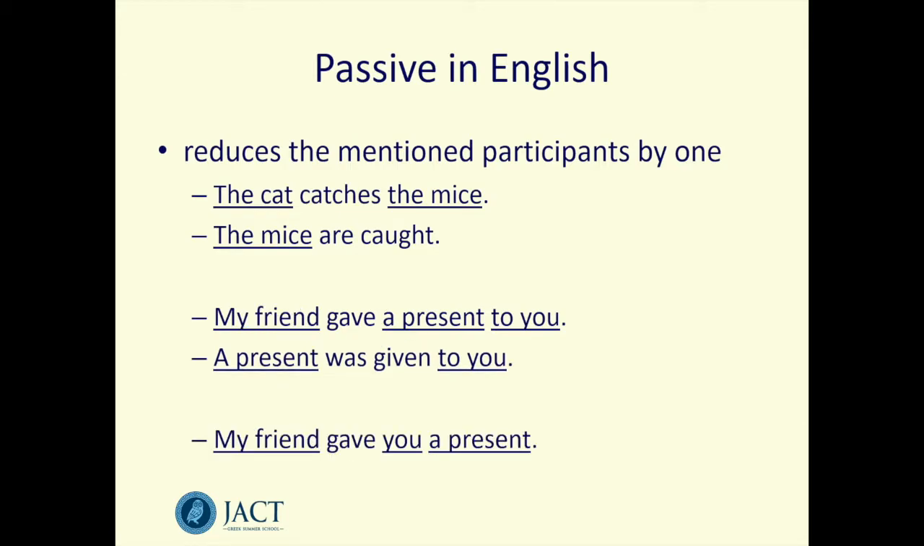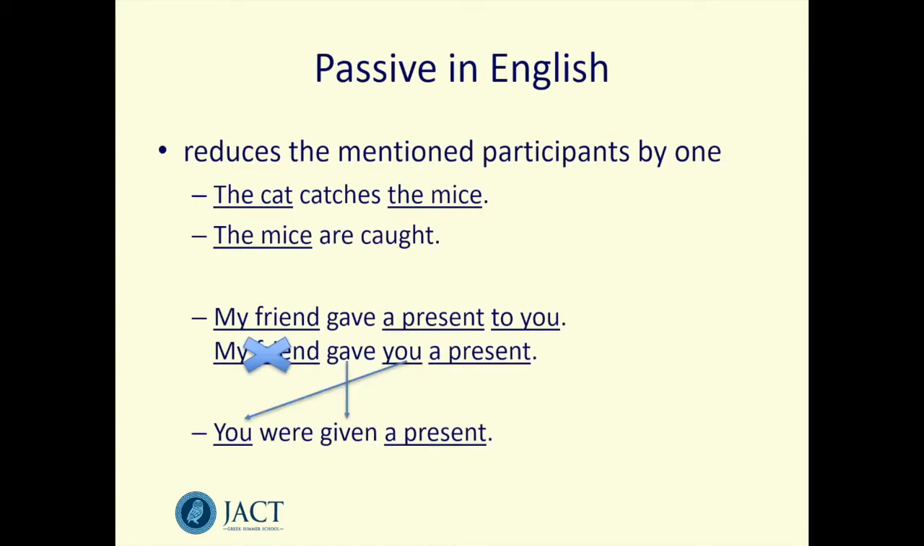We saw a moment ago that verbs in English can have different arrangements of participants without changing their forms. So alongside "my friend gave a present to you," we can also have "my friend gave you a present," and this sentence can be made passive in English in the same way. We get "you were given a present."